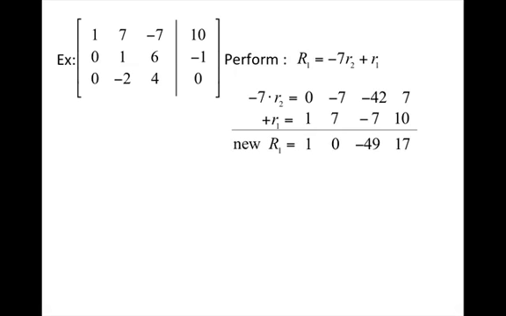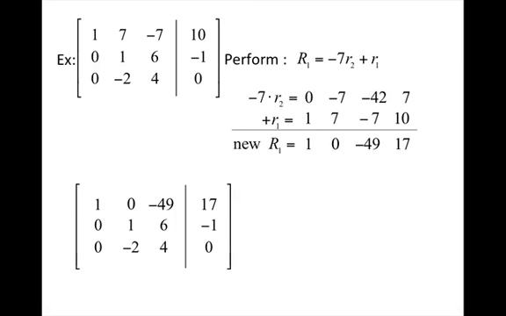So my new row 1 is now 1, 0, -49, 17. This is the only row that's going to change. So when you rewrite the system matrix, leave rows 2 and 3 the same, and then fill in your new row 1: the 1, 0, -49, and 17.